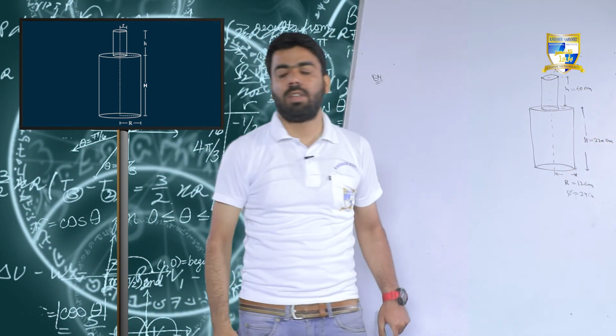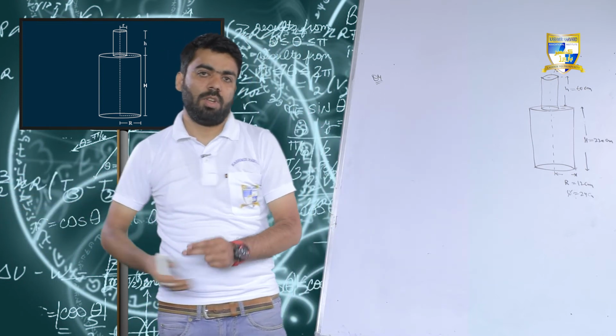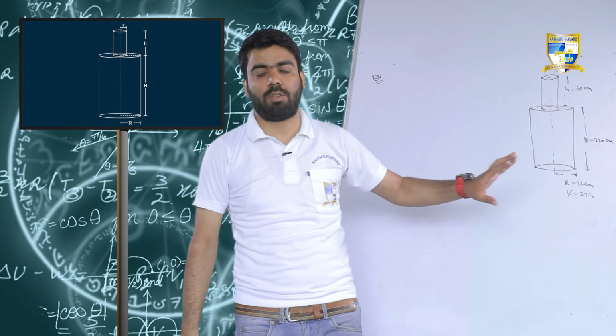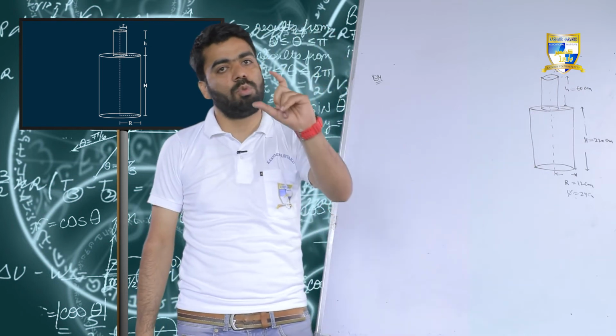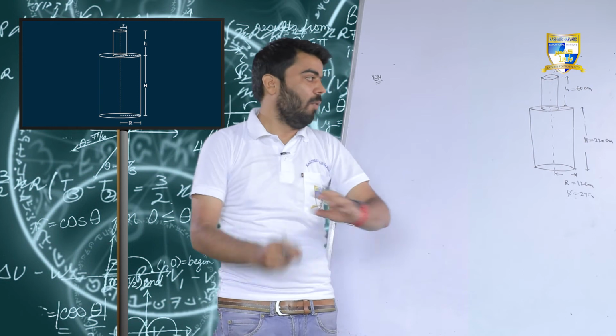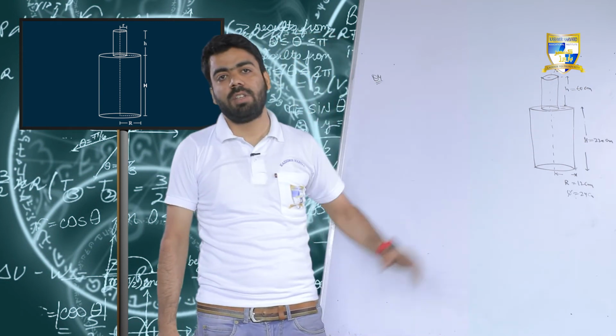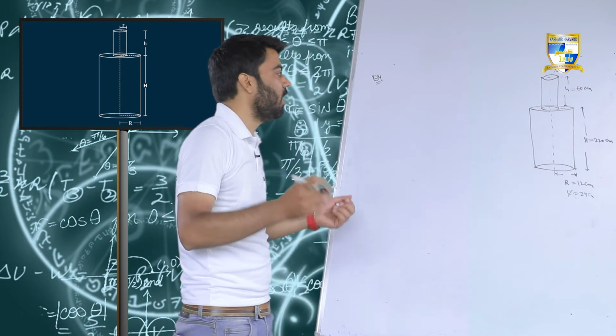My dear students, it's quite an easy question. What are we supposed to find? We are supposed to find the total volume of this solid. And this solid consists of two objects, but they are the same. One is a cylinder and the second is also a cylinder. But one is a bigger cylinder and the second is a smaller cylinder.